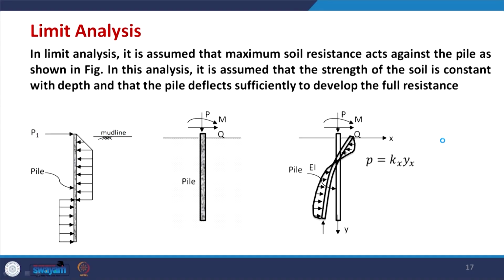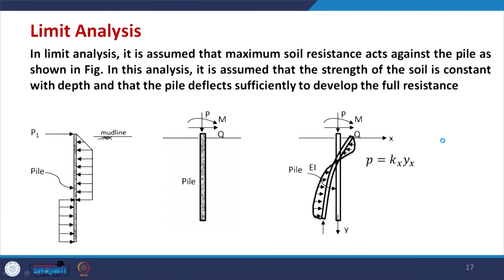Now here is the second case, when the pile is subjected to vertical load, lateral load as well as moment. So, you could see it is subjected to P, M, Q, all three forces, which is the very general case, and they will try to deflect the pile as well as bend. So, the pile will undergo bending as well as deflection.